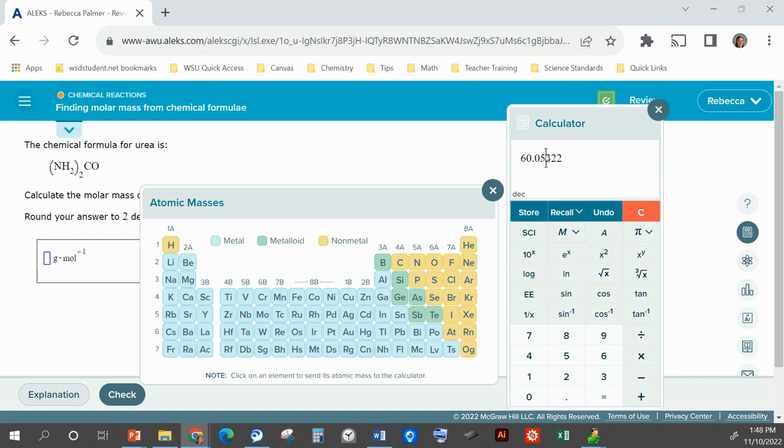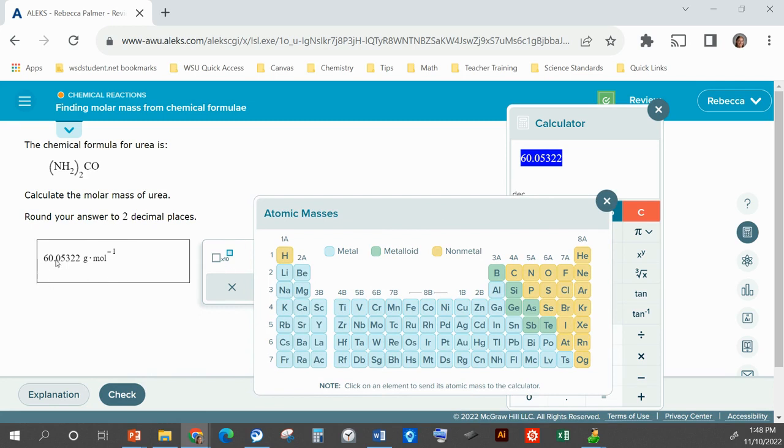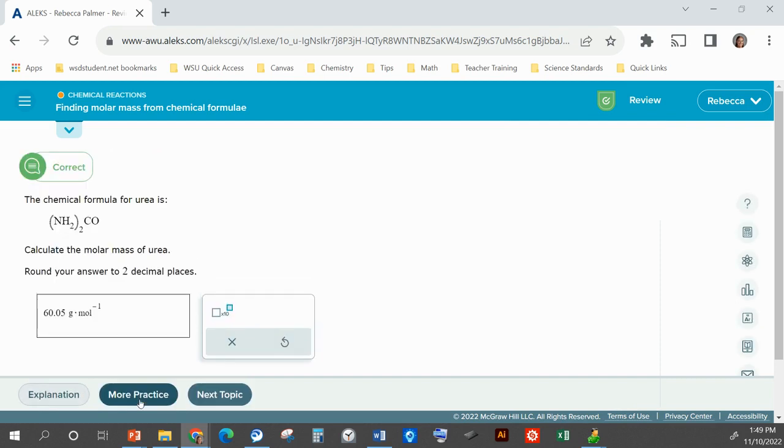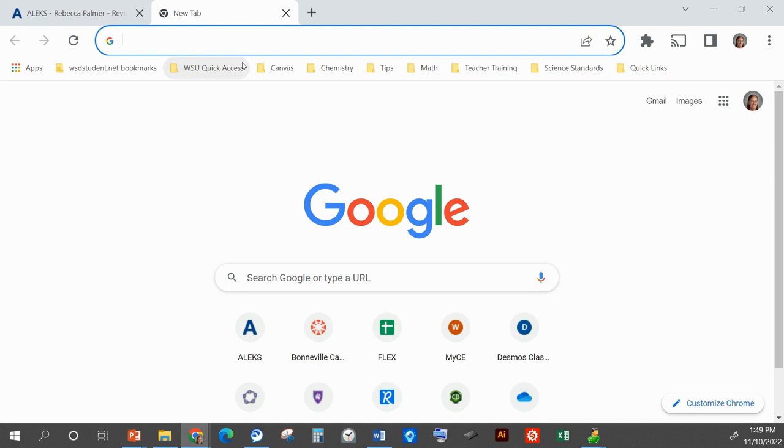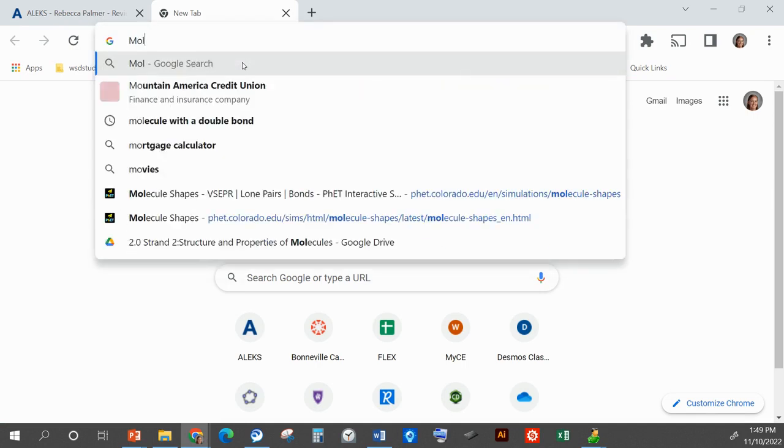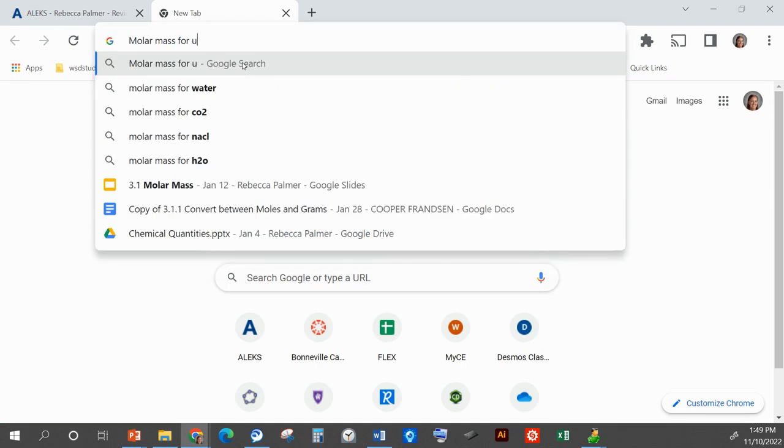Anyways, you can copy paste this, and it'll tell you how many decimal places to use. This one says 2, so I'm just going to delete these ones and then submit. Does that make sense? That's pretty slick. If you're doing a lab, this is how I find the molar mass for urea.